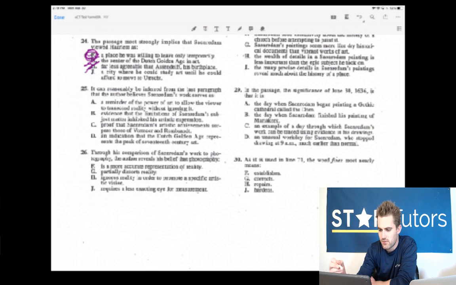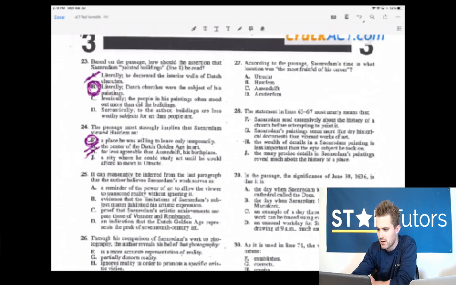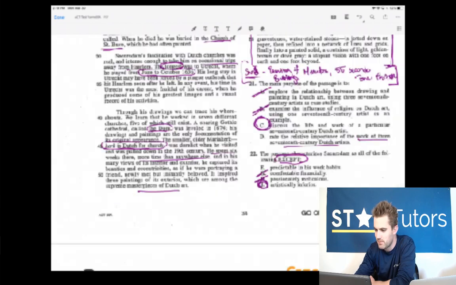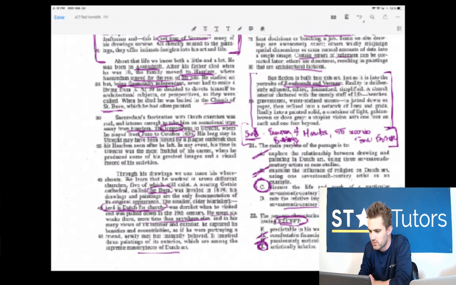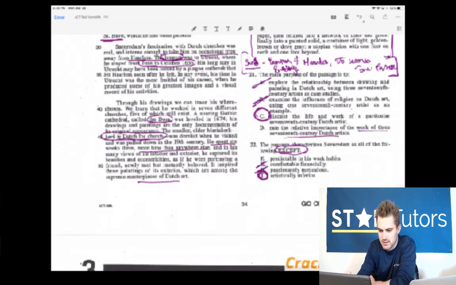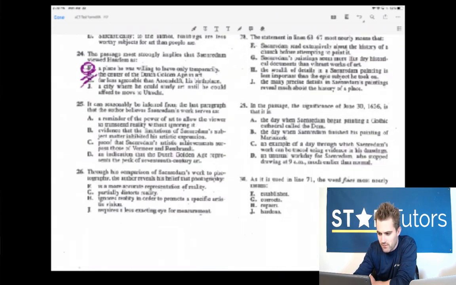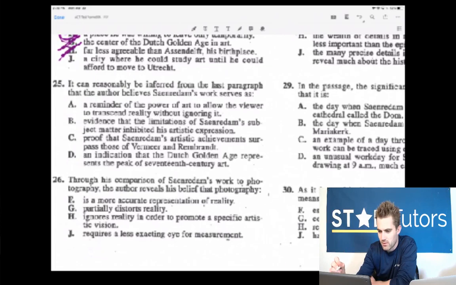It can be reasonably inferred from the last paragraph that the author believes his work serves as. Okay, so I was getting off topic here and I forgot. But fiction is built into his art, such as it is into the portraits of Rembrandt. Realities of the church interior, adjusted, edited, dramatized, simplified, the clutter with the benches jotted down on paper. They're refined in a network of lines and grids, finding the painting, the container of light, golden brown, or dove gray, utopian visions, one foot on earth and one foot beyond. Okay, so it's like to say that he reminded the power of God to allow the view to transcend reality without ignoring it.